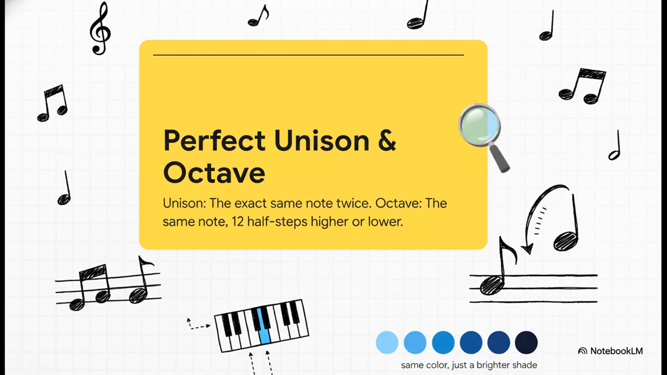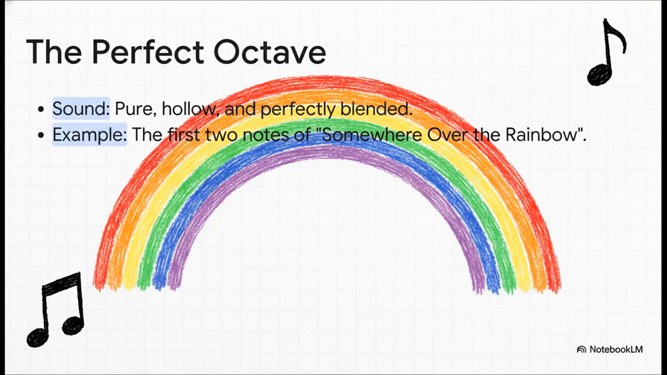A half step is just the distance from one key on a piano to the very next one, black or white. I love the analogy that it's like the same color, just a brighter or darker shade. And the reason an octave sounds so pure and kind of hollow is that the sound waves of the two notes literally line up perfectly. Now, the best way to remember these sounds is to tie them to songs you already know. So for the octave, just think of the first two notes of Somewhere Over the Rainbow. You know that big, clean leap in somewhere? Yep, that's a perfect octave.